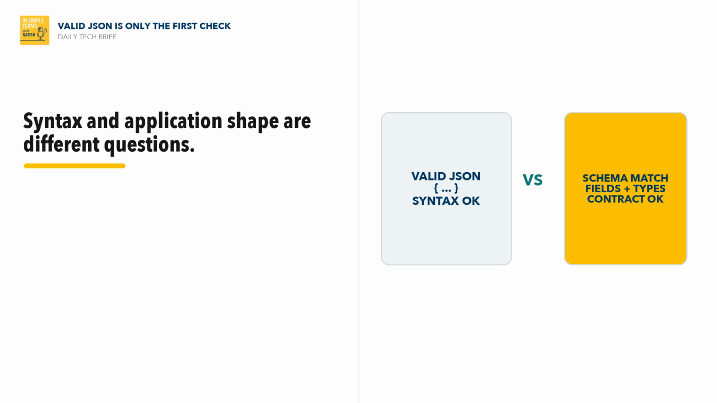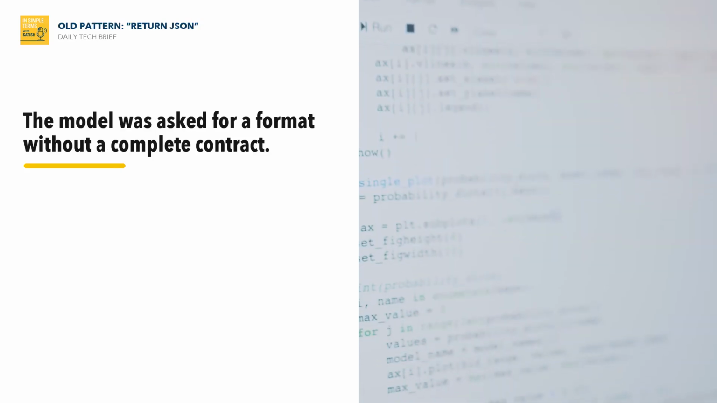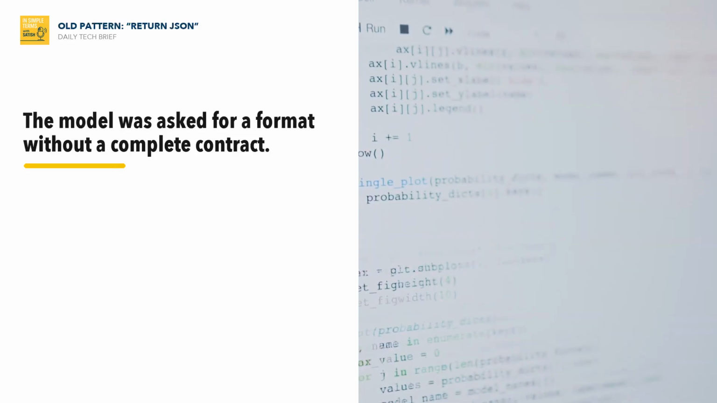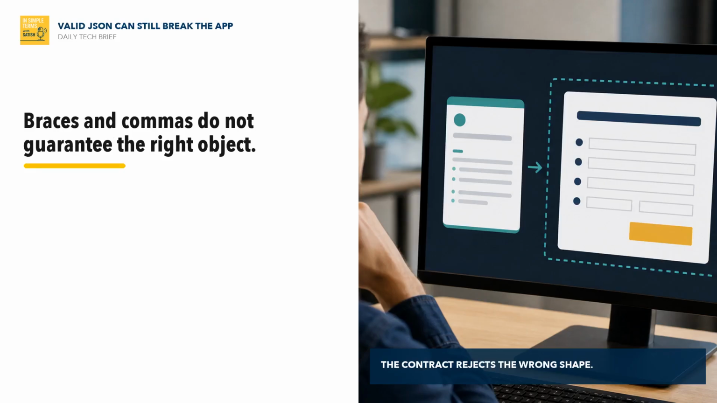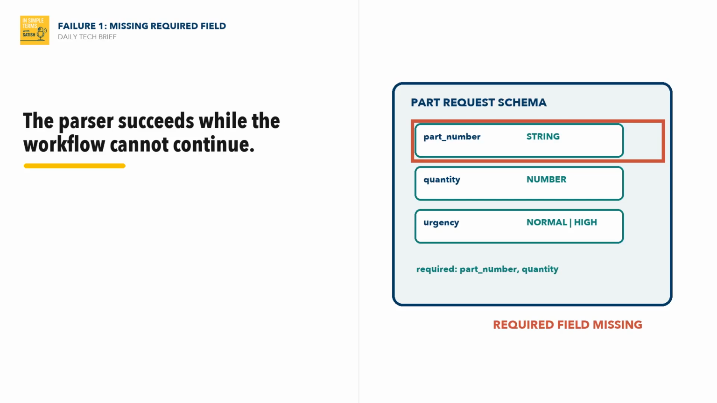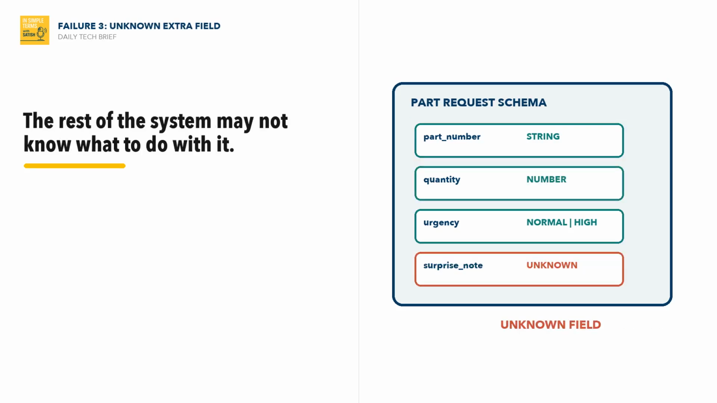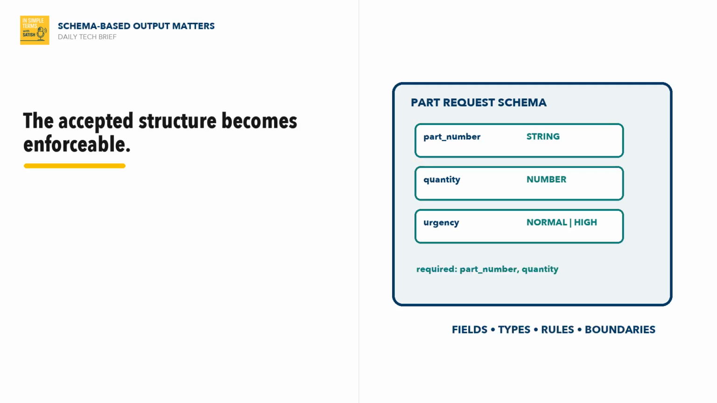Now back to the actual technical concept. For a while, many AI applications asked models to return JSON and treated that as good enough. That helped, but valid JSON alone does not mean the response matches what the application needs. The object can still be missing a required field. It can still use the wrong type. It can still invent an extra field that the rest of the system does not understand. That is why schema-based output matters.